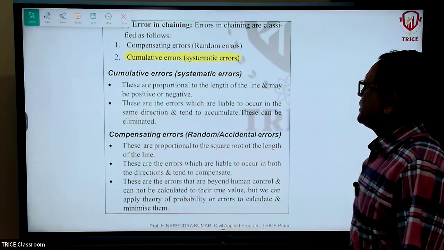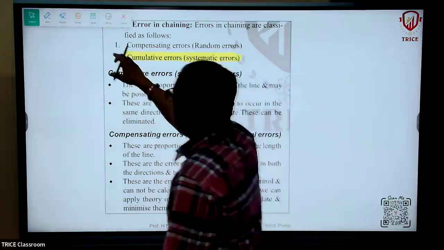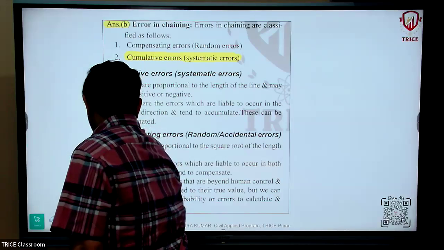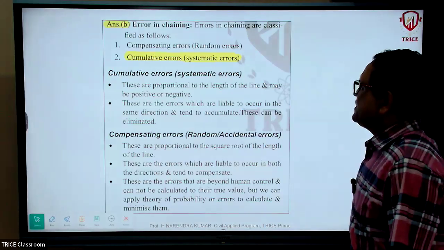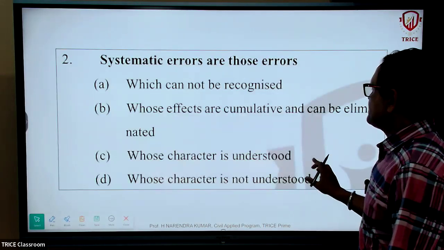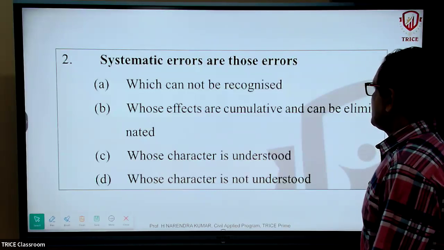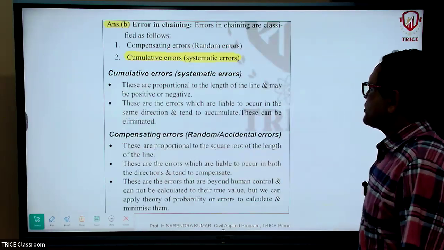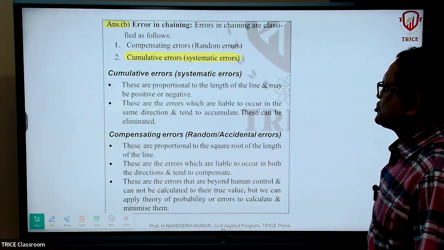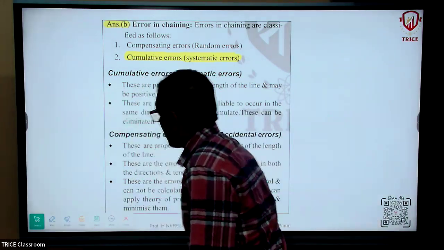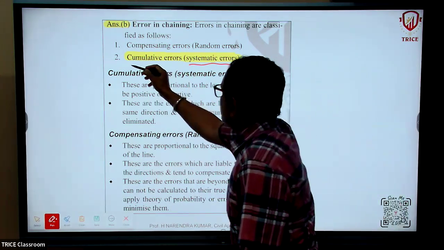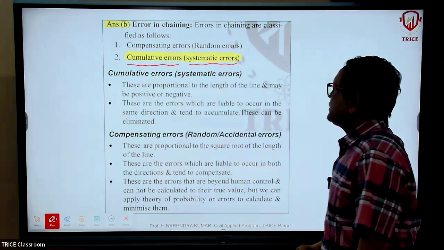Let me take up the solution. Answer B is the solution for this. I will go back to the question. Answer B says whose effects are cumulative and can be eliminated. So how to remember the answer? Systematic error is also called cumulative error. The other name for systematic error is cumulative error.